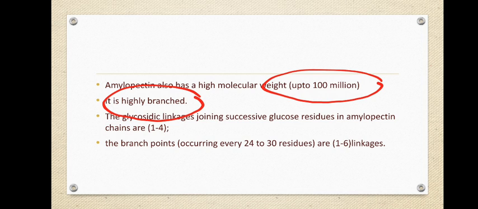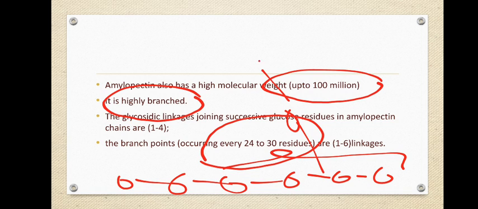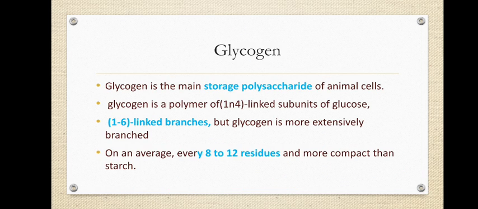And how frequently do the branches occur? At every 24 to 30 residues, branching occurs. So if the glucose molecules are present, anywhere between the 24th and the 30th, another branching takes place like this. Okay, so that's about amylose and amylopectin, or in other words, the structure of starch.